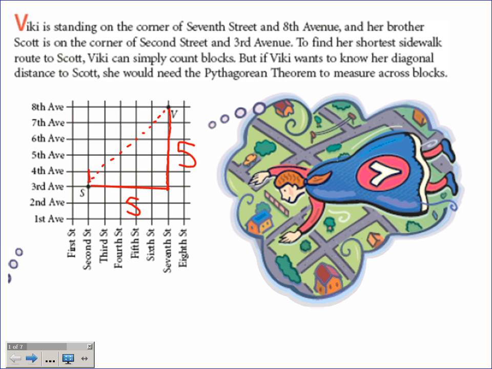Now, we've already studied this in the form of vectors, haven't we? If we were to write this as a vector to move from where Vicky's at to where Scott's at, we would say that she moves negative 5, 5. And we put them in those little kind of arrow things. We've already done this with the vectors, okay?